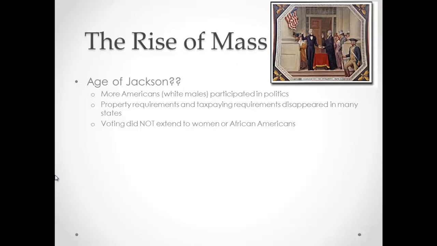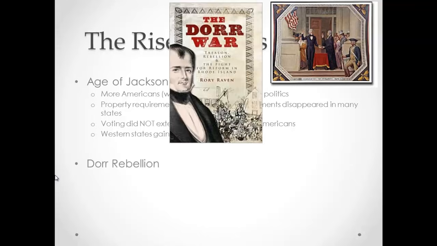So you don't have to be rich anymore. You don't have to own property. So this is extending to all adult white males, or most adult white males. And Western states also are gaining more prominence as the U.S. is beginning to expand more and more to the West.